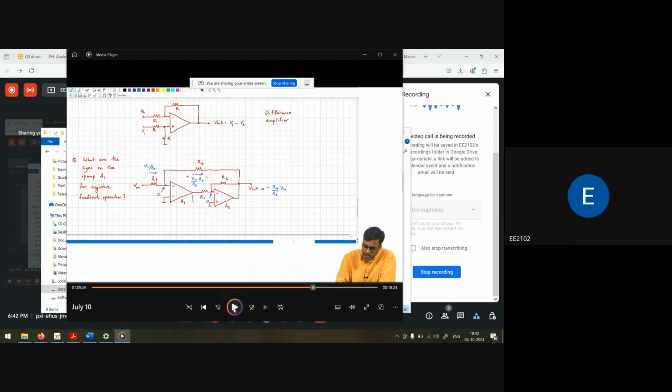No, there is no effect of this. You have to check whether it is working as an inverting or non-inverting amplifier. That will be decided by whether the input voltage Vi is connected on the negative terminal or the positive.